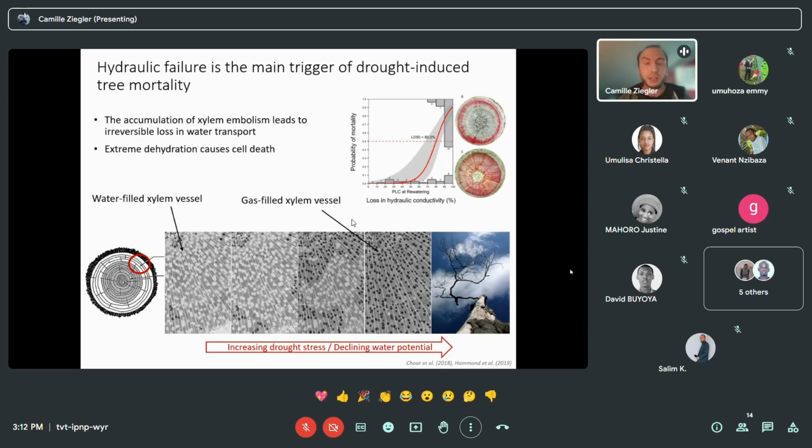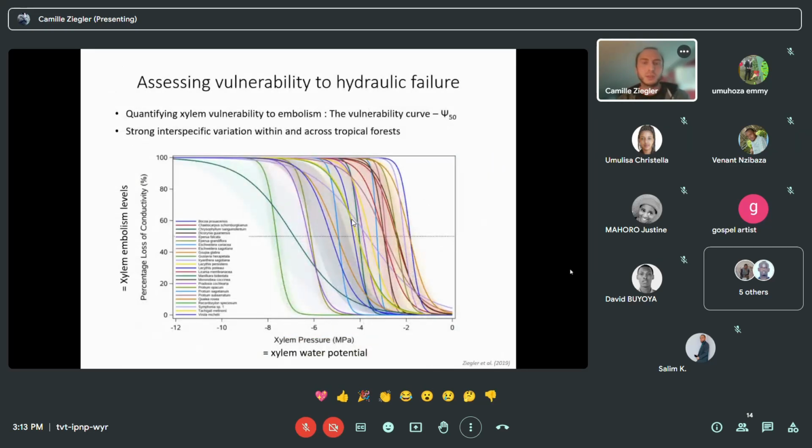But plants have evolved different strategies to avoid this situation. So one of the main characteristics we can measure, that we call traits, is the ability of trees to tolerate xylem embolism. To quantify this, we build what we call vulnerability curves, which describe the percentage loss of hydraulic conductivity as a function of xylem water potential, which is the measure of drought stress in the tissues.